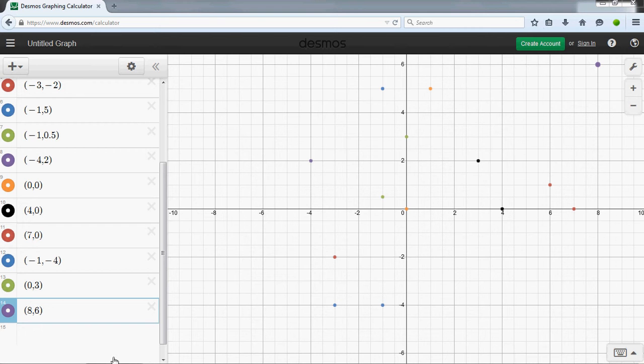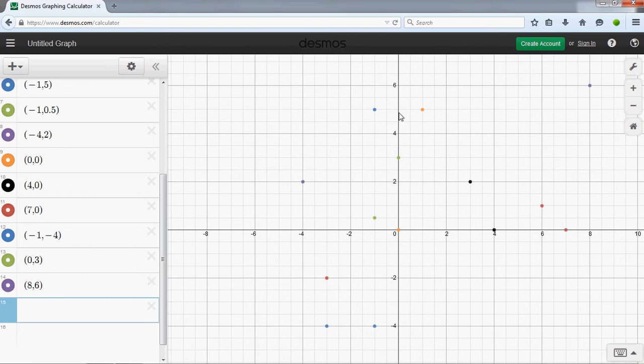Now what about (0, 5)? Think about this one for a second. So we go over 0 on the x-axis. We go up 5 on the y-axis. Whoops, moved it around. So we should end up right about there. And there it is. Now what about (2, 2)? Well, we'll go positive 2 on the x-axis, positive 2 on the y-axis, and there it is, (2, 2).